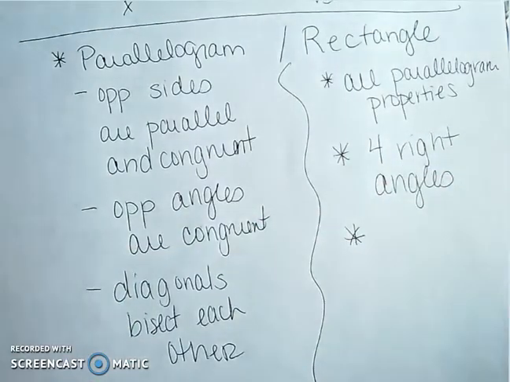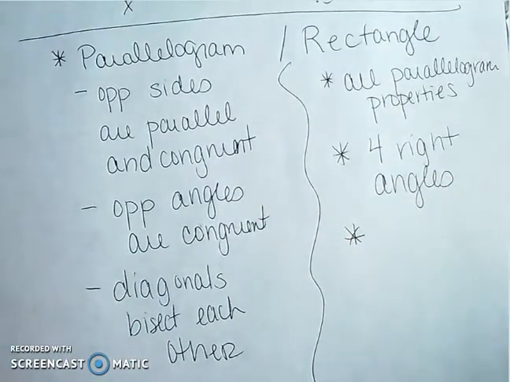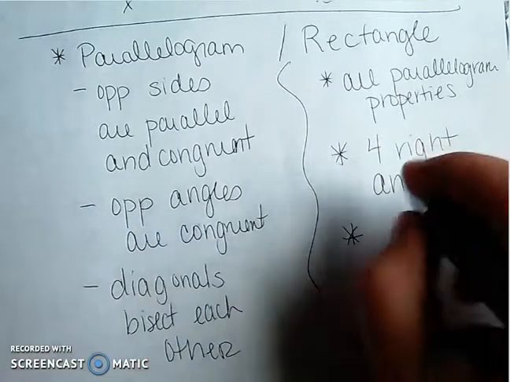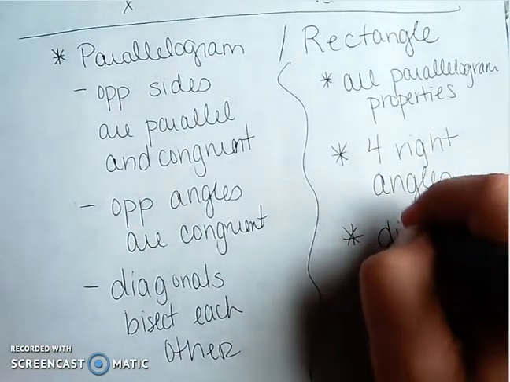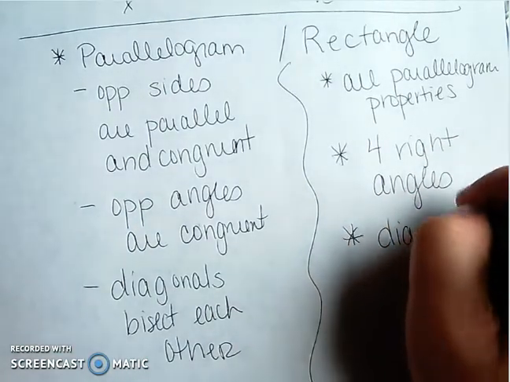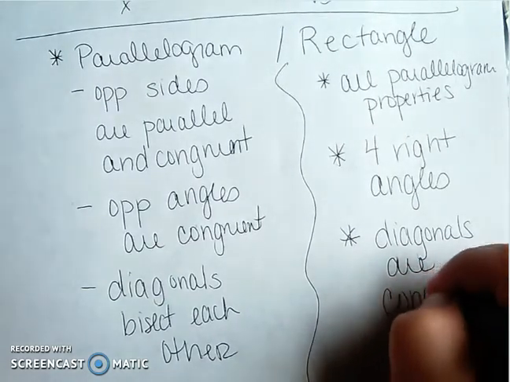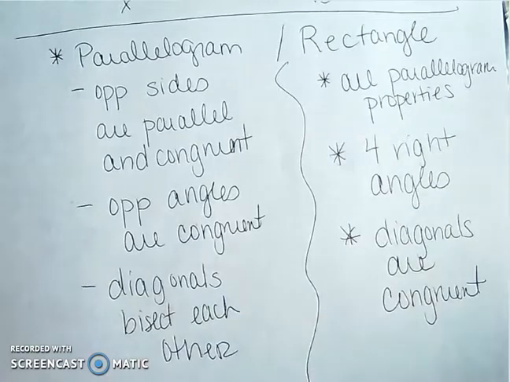And because those angles are right and the opposite sides are congruent, when we talk about the diagonals, we actually have congruent triangles, meaning our diagonals are going to be congruent to each other. And you will use these properties to solve problems on your final exam.